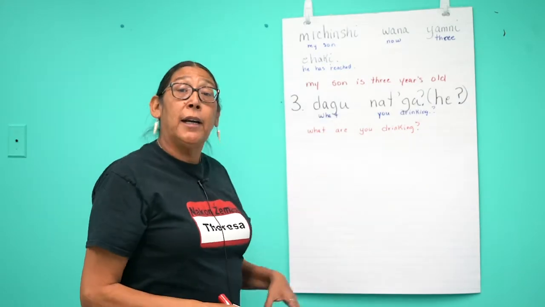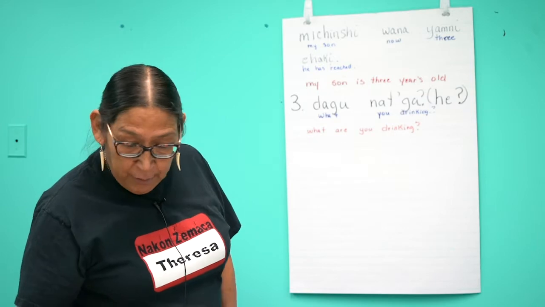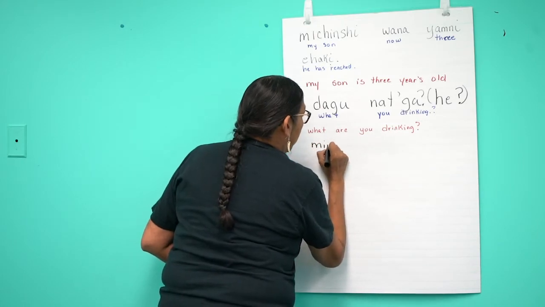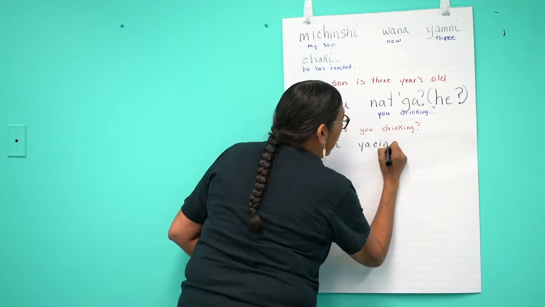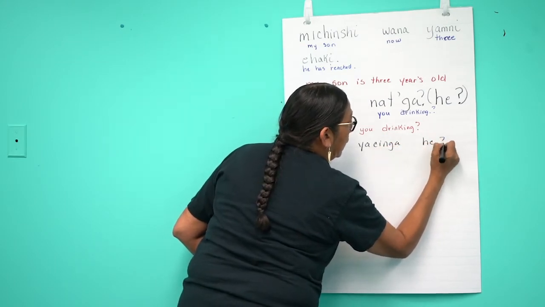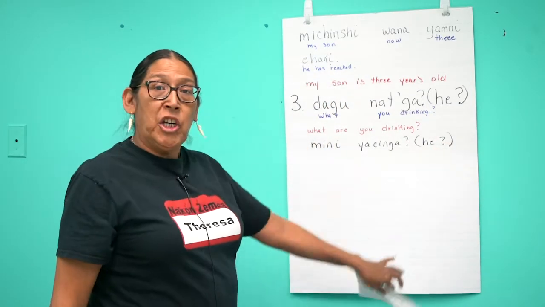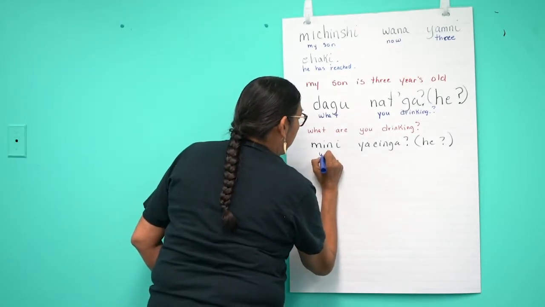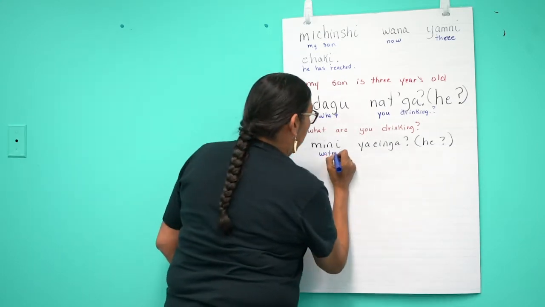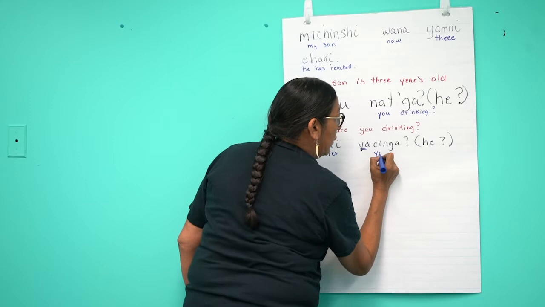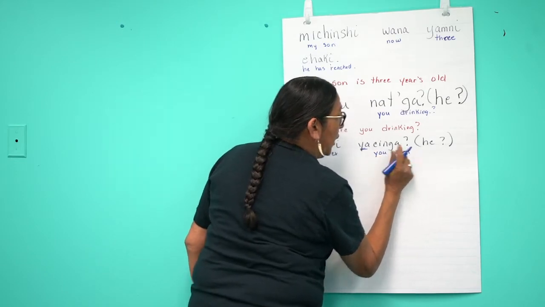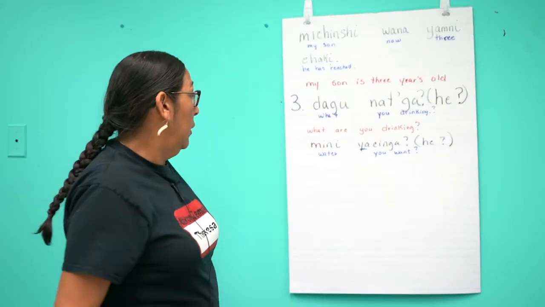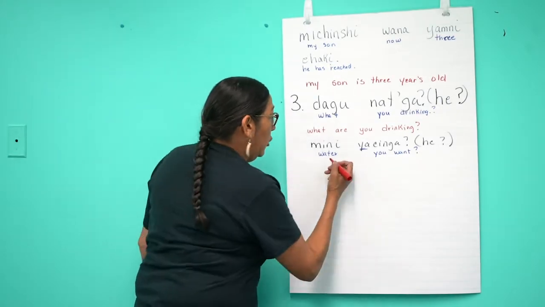Dagu natka hai. What are you drinking? Another question that you might get asked is, Miniya ching. Miniya chinga hai, if you're a man. Water. Ya ching, you want. Chinga is to want. Ya chinga, you want. Ha, making it a question. Do you want water? Mini ya chinga ha. Do you want water?